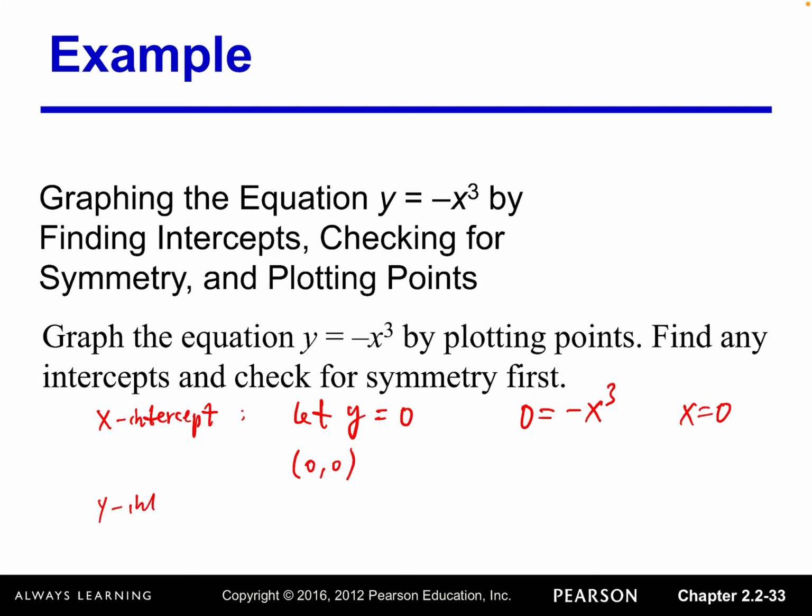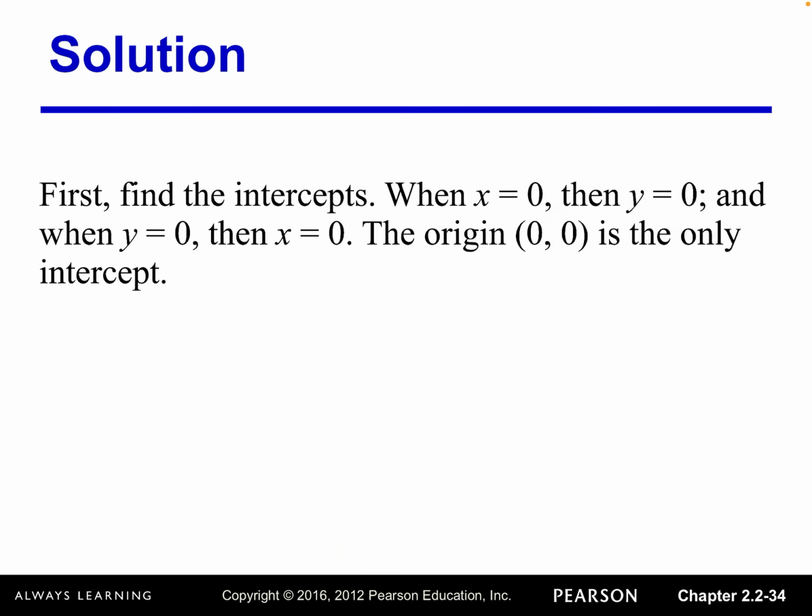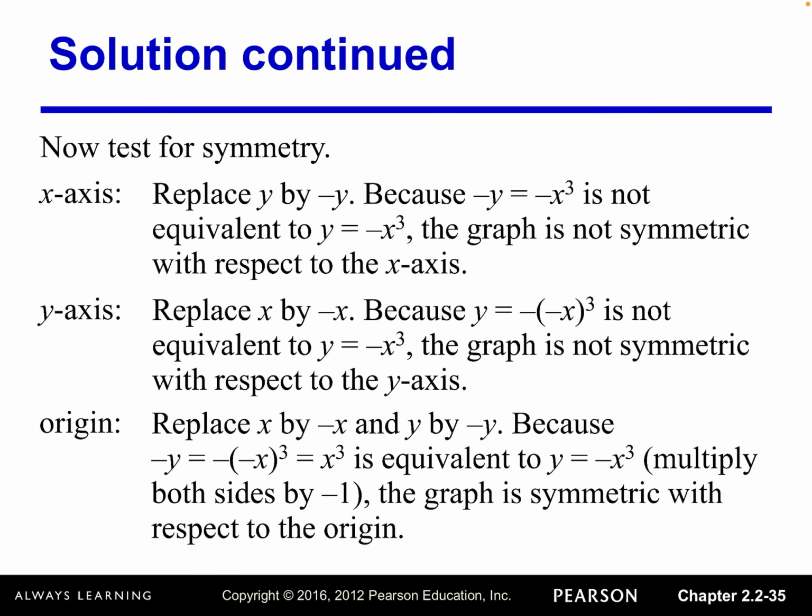And then the y-intercept, same way. We let x equal 0, right? And then y equals negative 0 to the third power, which is also equal to 0. So both the x- and y-intercept are right at the origin, 0, 0. Now let's test the symmetry properties. I think the book explains it very clearly.